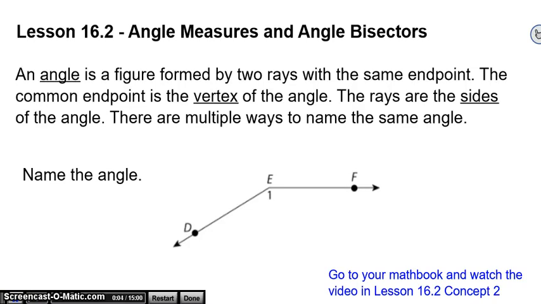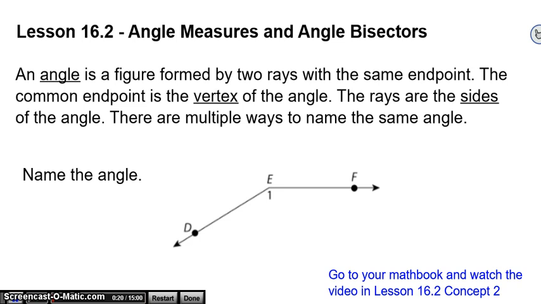We're going to talk today about angle measures and angle bisectors. An angle is a figure formed by two rays with the same endpoint. That common endpoint is called the vertex of the angle. The rays are the sides of the angle.